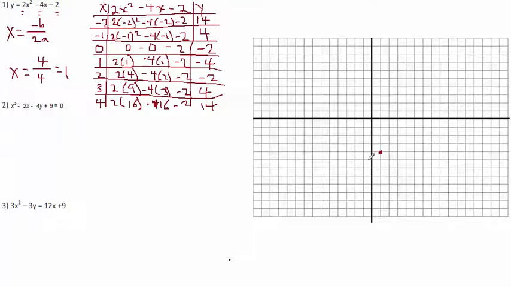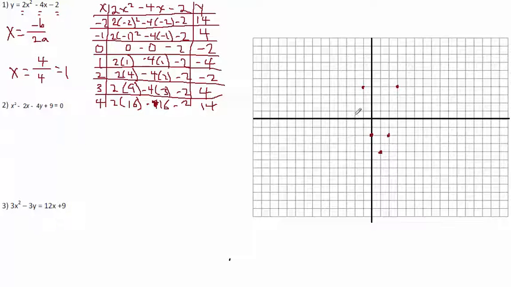Then we've got 0, negative 2. And then we've also got 2, negative 2. Notice it's always going to be like a U shape or an upside down U shape, depending on whether this first term is positive or negative. We had negative 1, positive 4, that's up here. And we also had 3, positive 4, which was up here.